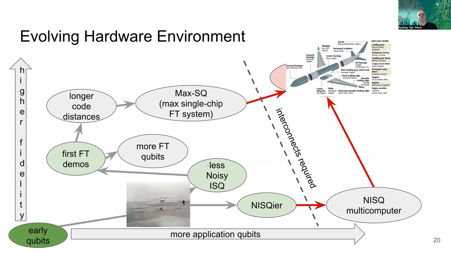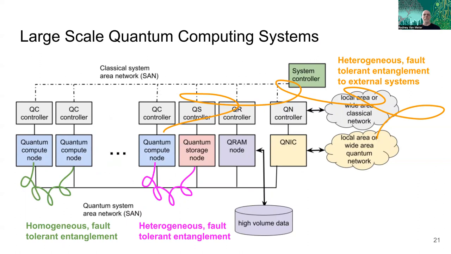So this is a slightly more technical diagram of a large-scale system we're in the process of contributing to the design of. The upper row of gray boxes is the classical control for the individual nodes. The lower row there is our quantum compute nodes in blue, and maybe a quantum storage node in pink, and a QRAM node with a high volume of data there in purple.